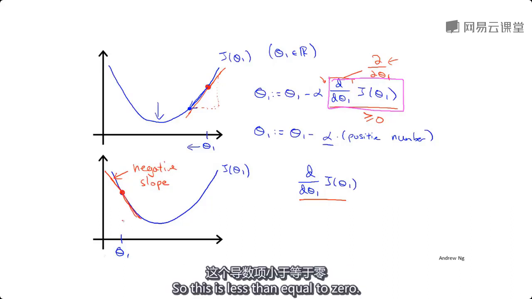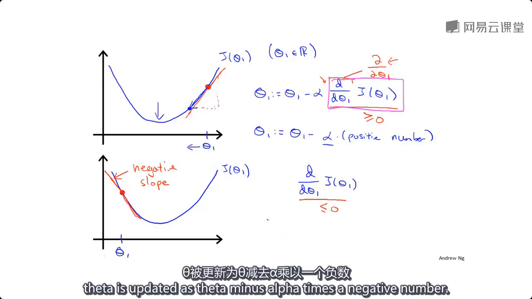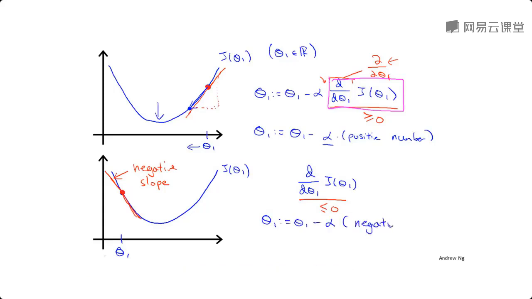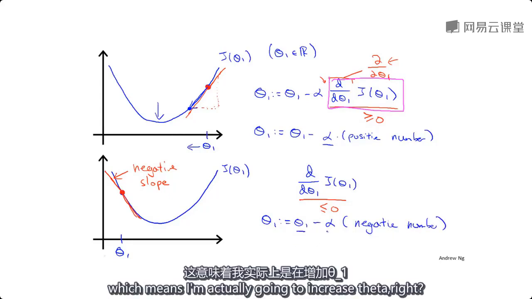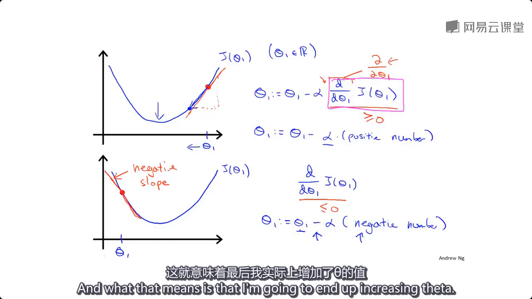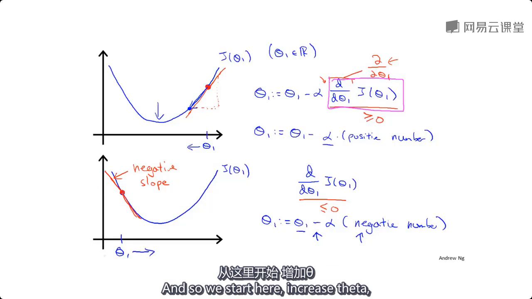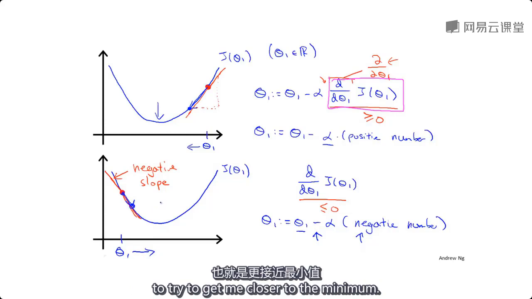So this is less than or equal to 0. When I update theta, theta gets updated as theta minus alpha times a negative number. And so I have theta 1 minus a negative number, which means I'm actually going to increase theta, because this is minus of a negative number. It means I'm adding something to theta. And so I'm going to start here and increase theta, which again seems like the thing I wanted to do to get me closer to the minimum.